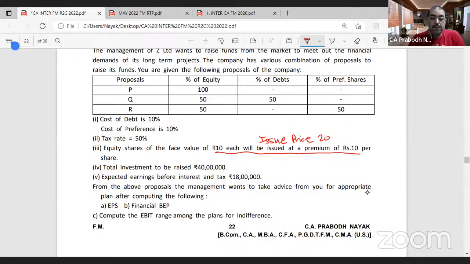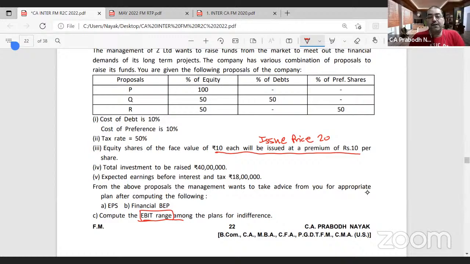Then they have asked you to compute the EBIT range. The purpose of giving you this problem in the division part is that they want the range. I want to explain to you this part: EBIT range among the plans for indifference. There is nothing different that you have to calculate, you have to calculate the indifference point. But how to present the answer is the question, which is given this way.